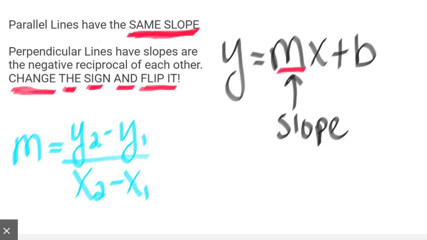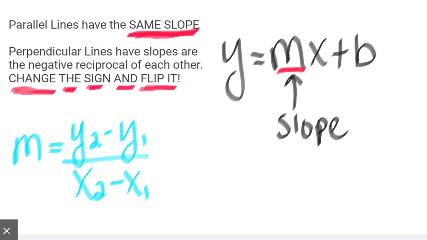Okay, so these are the things we need to know today to do the IXL assignment. So we need to know that parallel lines have the same slope. So if you are looking at two lines that have a slope of 2 and another line has a slope of 2, then they are the same slope.